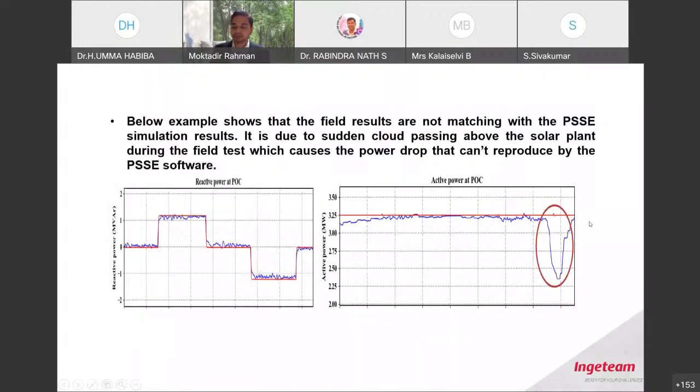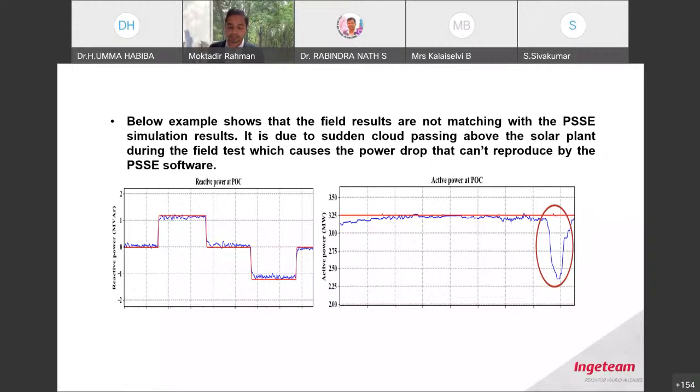So another interesting thing to share with you here: while we are trying to match the simulation result with the real field result, for example, the blue one is the real field, and the red one is the simulation result. As you can see, the reactive power variation is perfect, while the active power is not perfect. There's a huge drop in the real measurement compared to the simulation result.